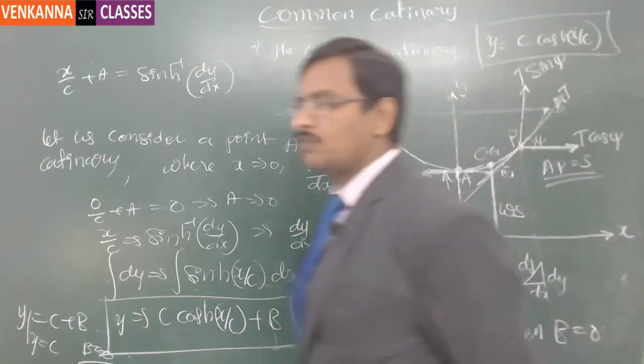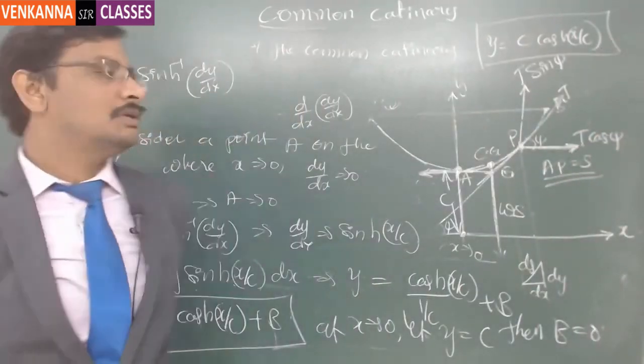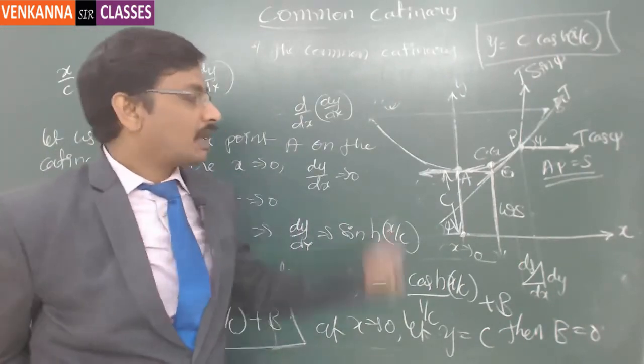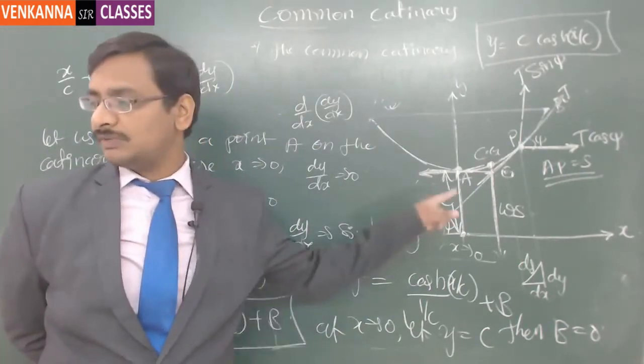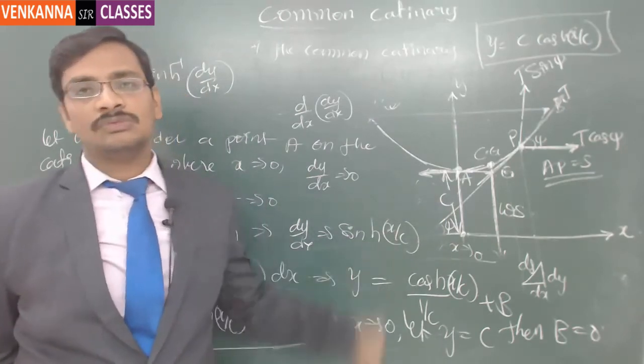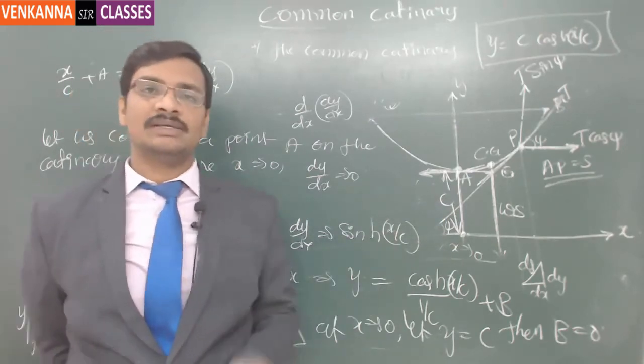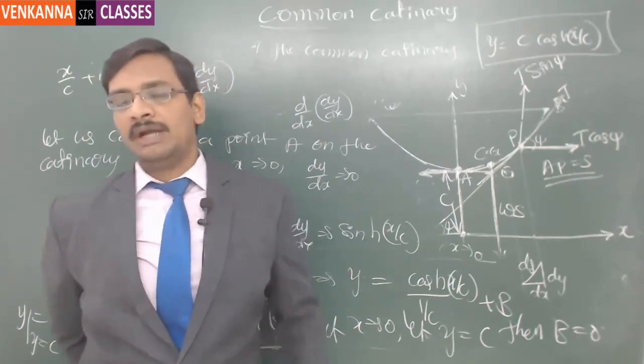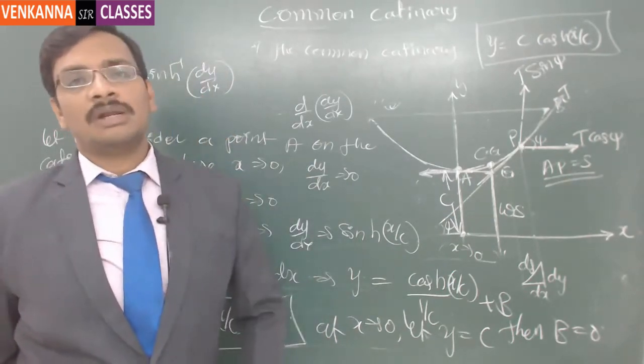So there are two different forms of the common catenary we have introduced. One is the intrinsic equation, which is simply the arc length expressed as a function of the angle psi. So S is equal to c tan psi. This is called the intrinsic equation of the common catenary. And the second one is the Cartesian form of the common catenary.